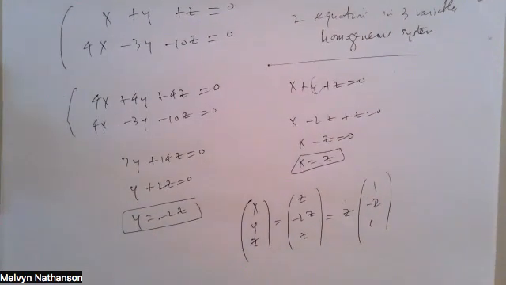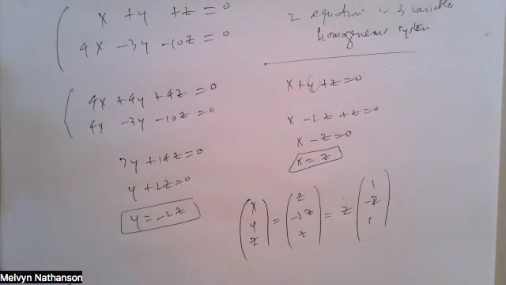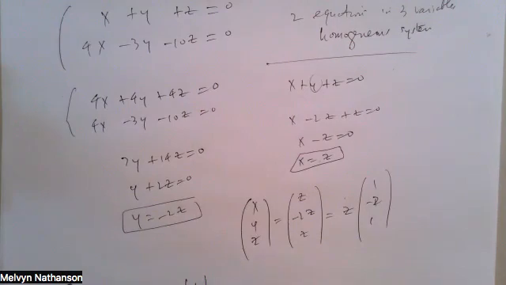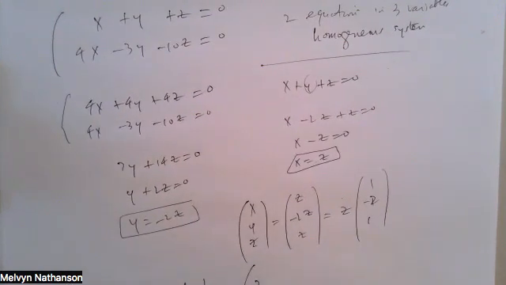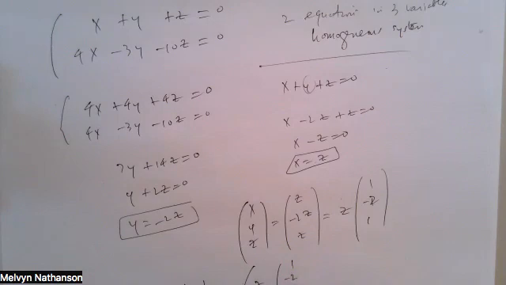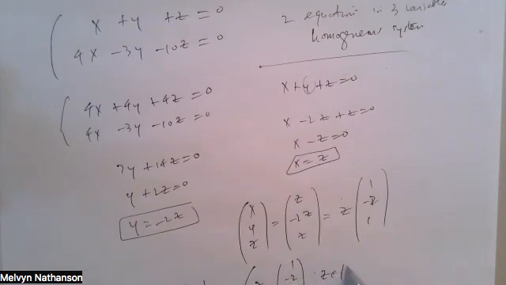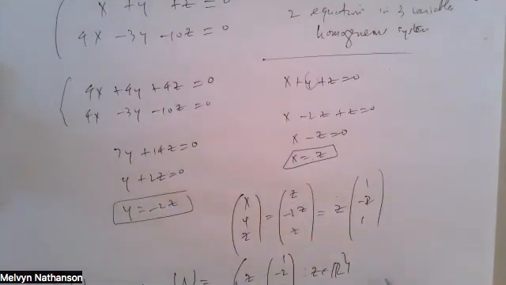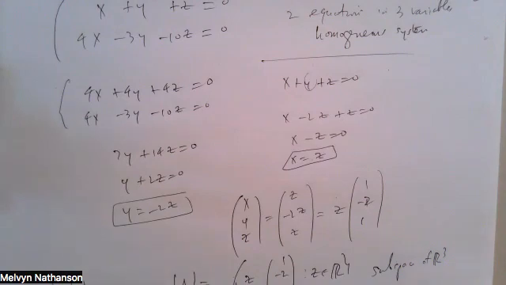No matter what I pick for z, I get a solution of the system. And every solution is of this form. So the solution space, the set of solutions of this equation, W, is the set of all scalar multiples of the vector 1, minus 2, 1. And this is a subspace of R3. Just all scalar multiples of a fixed vector.